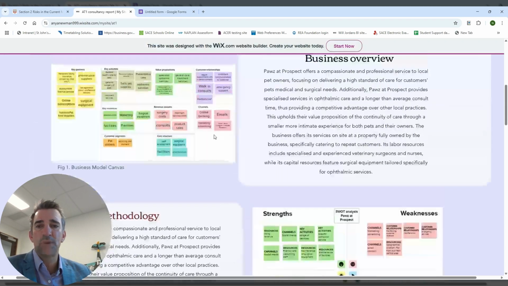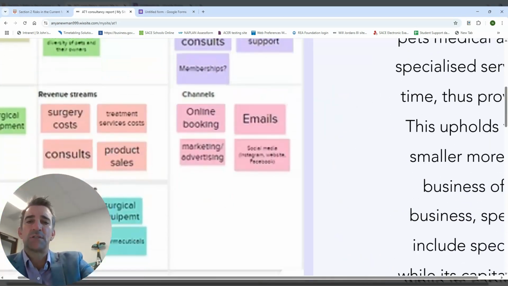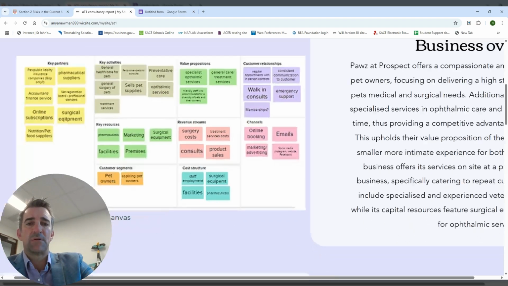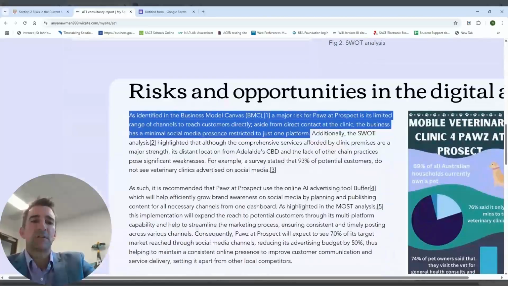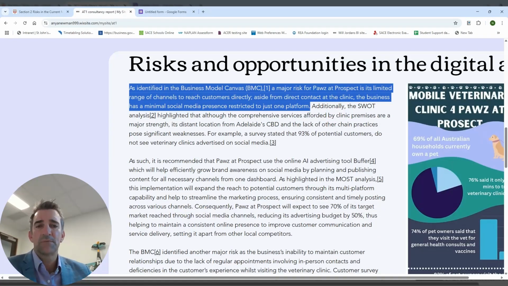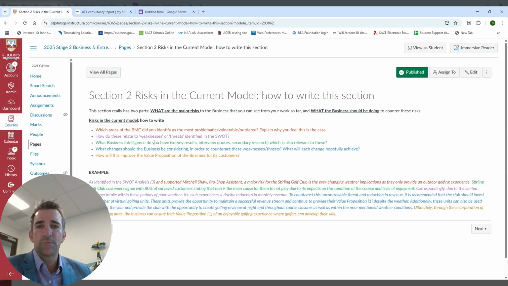And if I scroll back up to the business model canvas, we can see it here. So the channels section is this pink section here. And we're looking at the current channels being online booking, emails, marketing or advertising, and then a tiny bit of social media, but not very much. So essentially what Anya's saying is that's a weakness that the business model canvas suggested might need some attention. So we're just restricted to one platform.